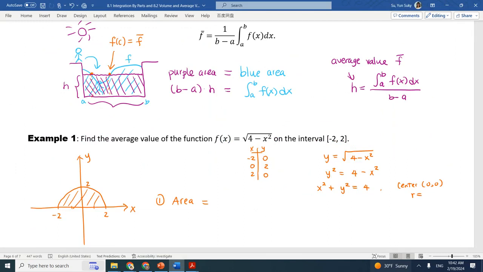Your radius is 2. Very good. So you actually get a circle. But the positive square root is just the upper circle. If you want the lower circle, it should be the negative square root. Yes, everybody? So this region is the integral from -2 to 2 of the square root of 4 minus x squared.